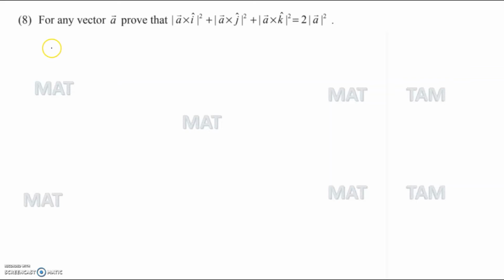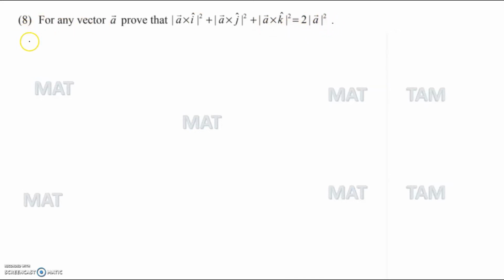In this video, we will see further sums from the exercise. Question number 8. For any vector A, prove that the magnitude of A vector product with I cap squared plus magnitude of A cross product with J cap squared plus magnitude of A cross product with K cap squared is equal to 2 times magnitude of A vector squared.